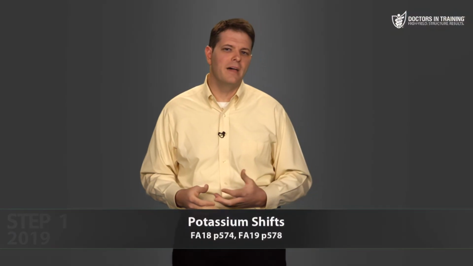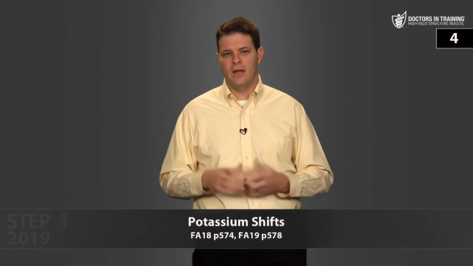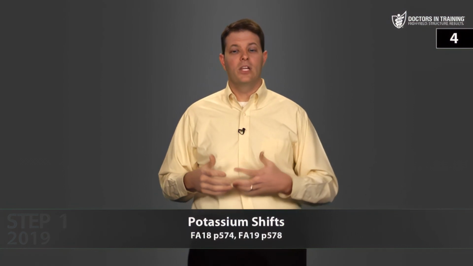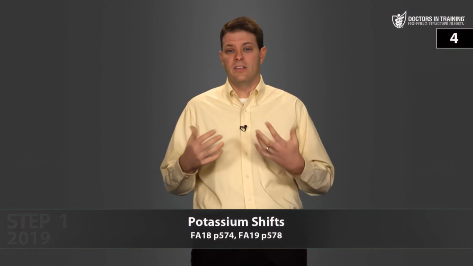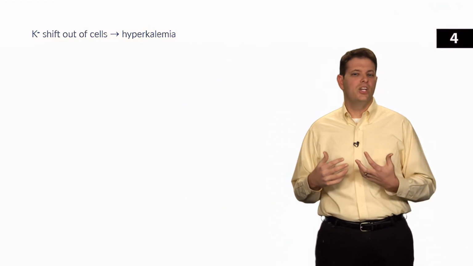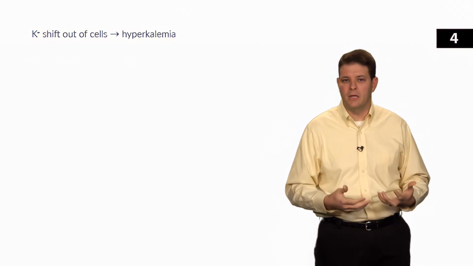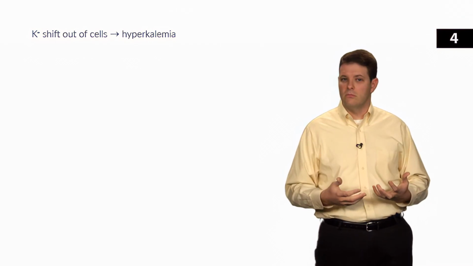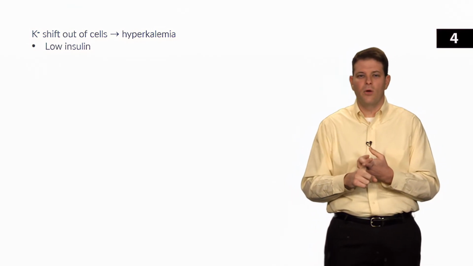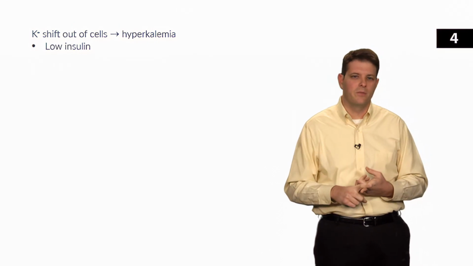Now, while we're talking about potassium, let's look at number 4 in your study guide and talk about potassium shifts. Like I said, serum potassium needs to be just right. So serum is relatively low in potassium, but the intracellular fluid is relatively high in potassium. So what kinds of things shift potassium outside of the cells, and that's going to cause hyperkalemia and potentially affect the heart? Well, low insulin can do it. So diabetic patients might be more prone to have hyperkalemia, especially if they're in DKA because they have low insulin.